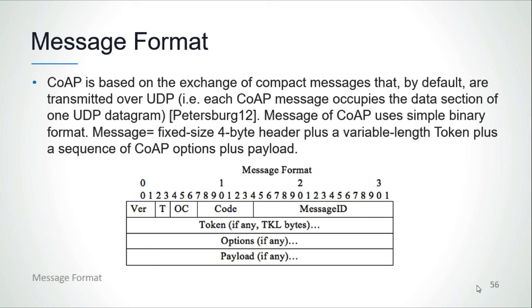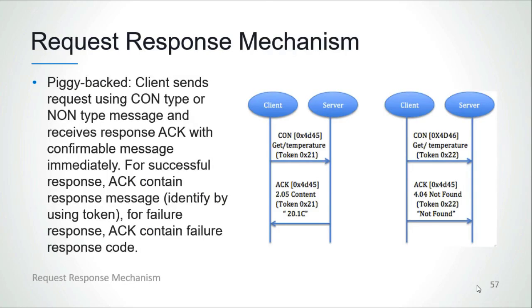A CoAP message uses a simple binary format: a 4 byte header plus a variable length token plus a sequence of CoAP options plus the payload. This is just a format and doesn't matter. You don't need to pay attention to this. But when you're developing your CoAP, you have to mention all of these parts of the message in your block of CoAP.